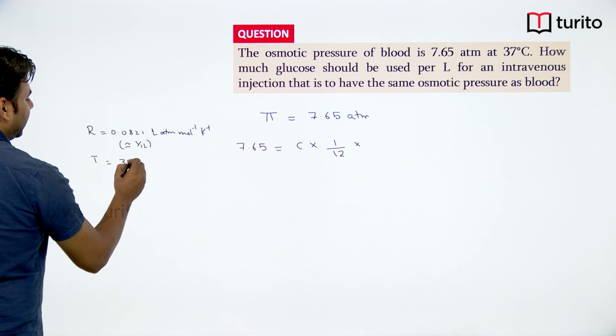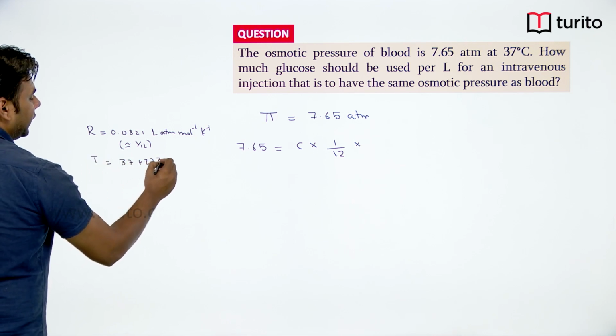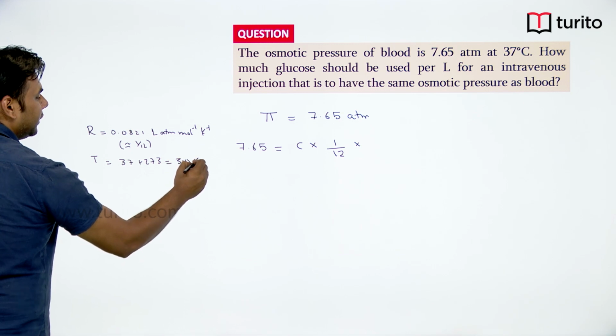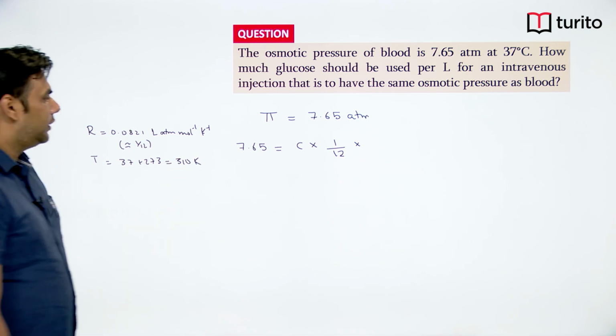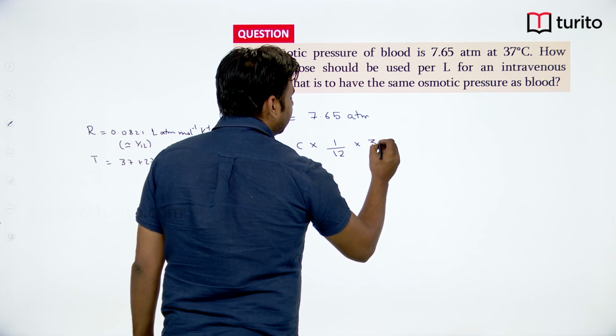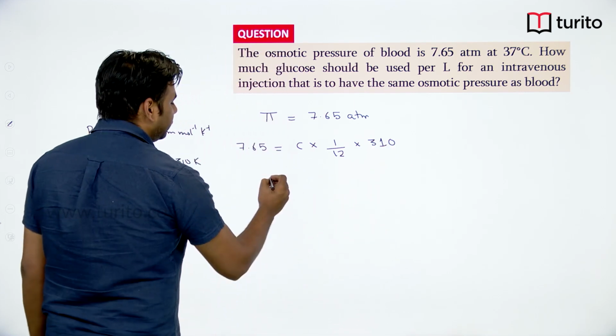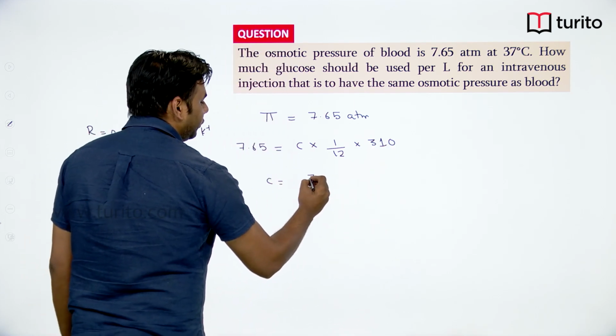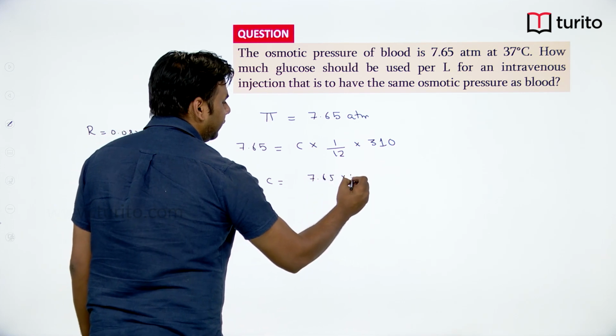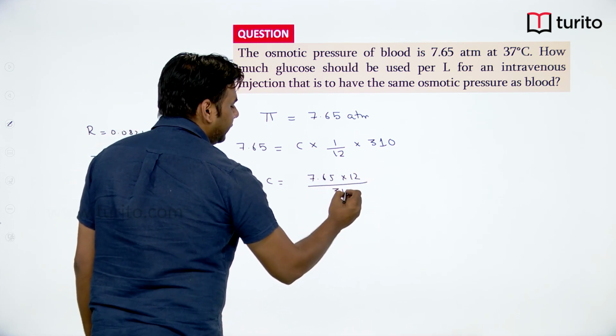Temperature is given to us as 37 degrees Celsius. So we will convert it into Kelvin. So this is basically 310 Kelvin. Okay, so C into R into T, so this is basically 310. So we know that the concentration would be 7.65 into 12 divided by 310.